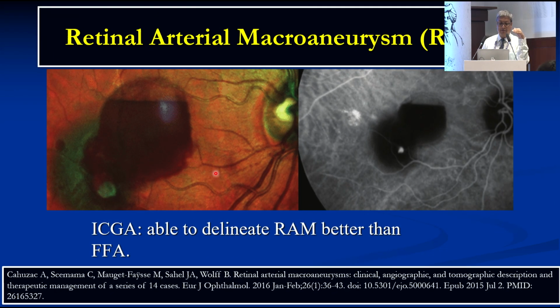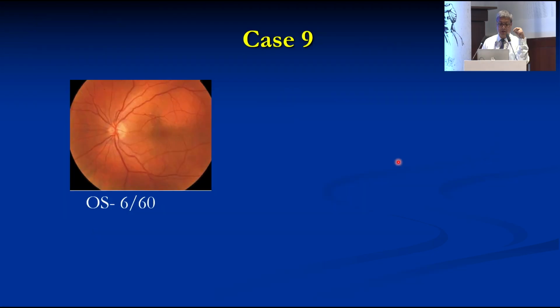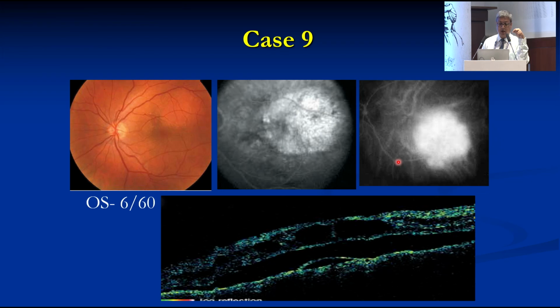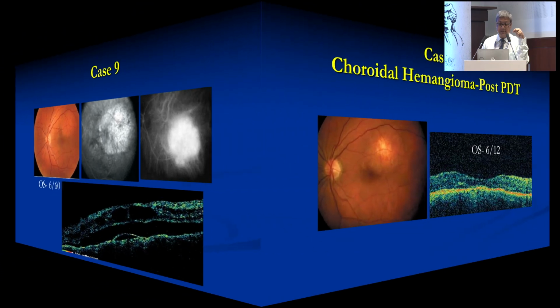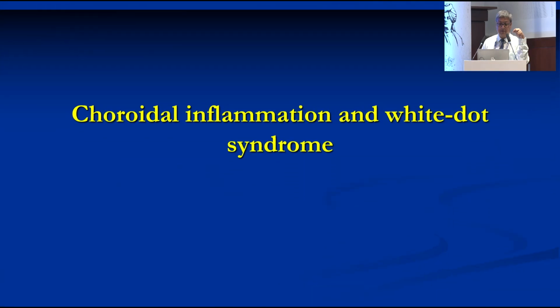In a RAP lesion, often we cannot see the leakage actually. The ICG will point out the leakage in a RAP lesion. There is a case of choroidal hemangioma. Before the dye appears in the circulation, we can see the tumor lesion quite easily. And after PDT, everything resolved.